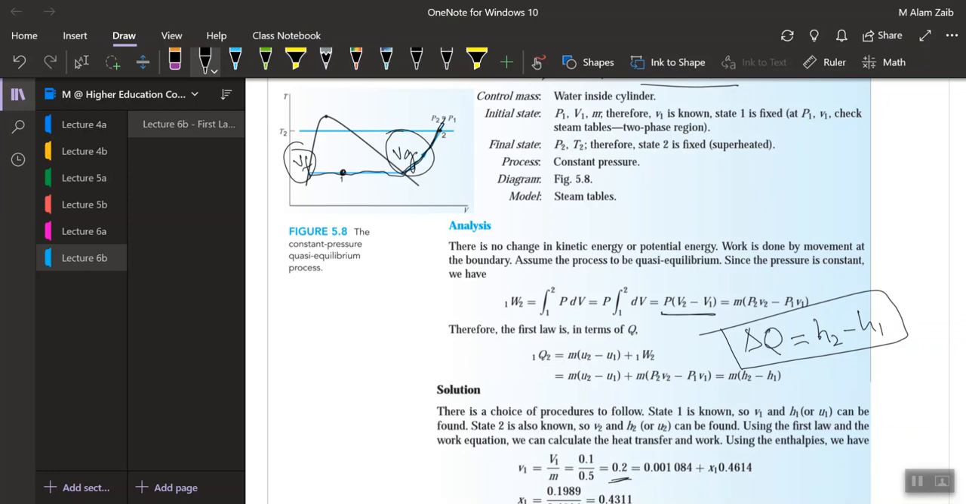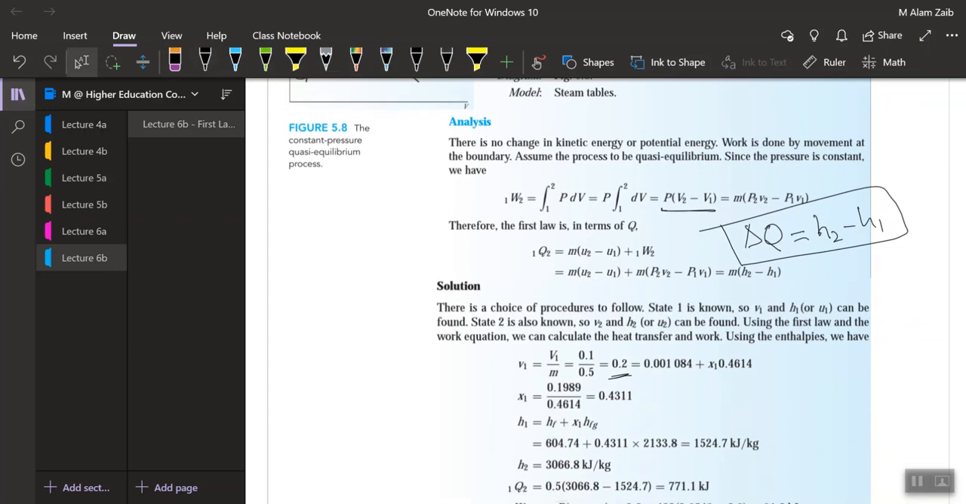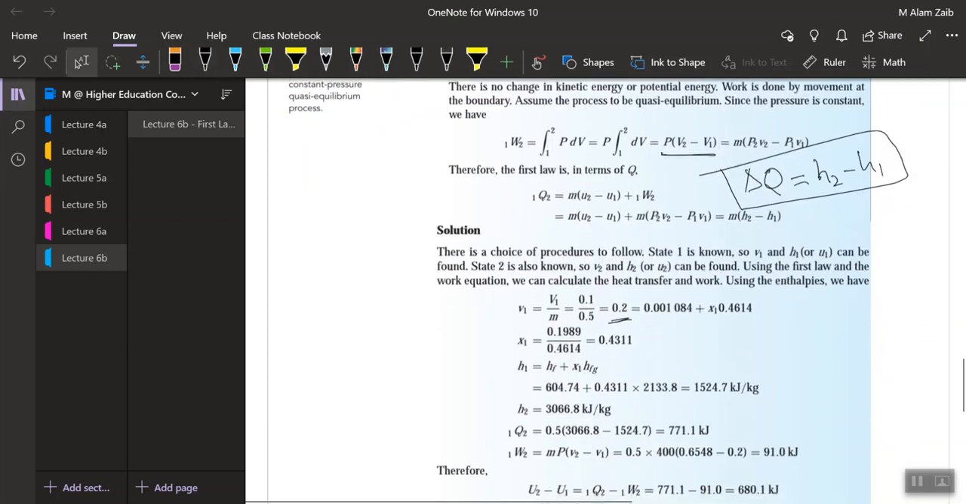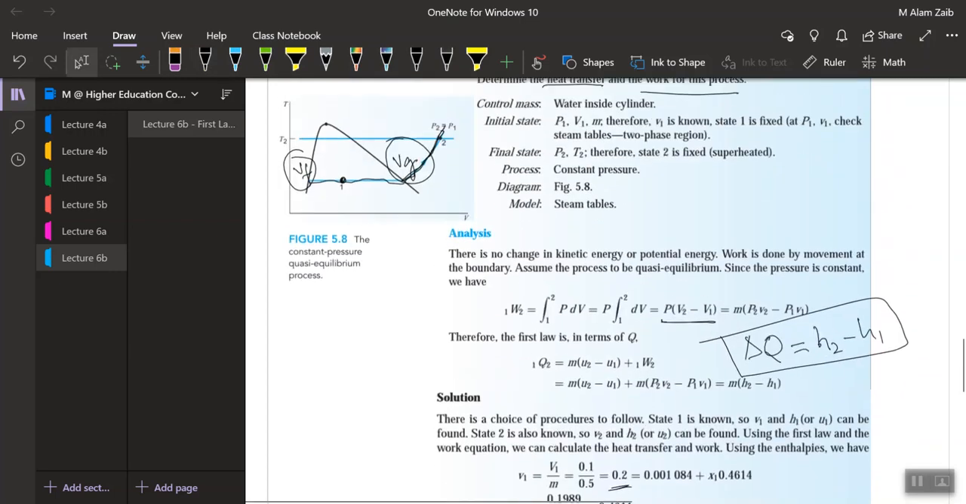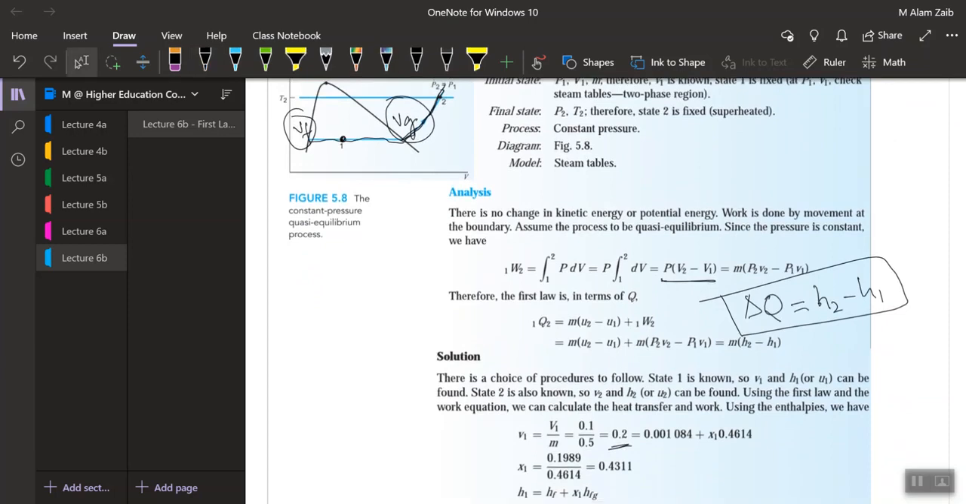So that means work done would be equal to P (V2 minus V1). Now let's say we have a V1 which is somewhere here, and we have a V2 from the superheated steam table. We can find V2 at 0.4 and 300 degrees centigrade. We have found V2 over here.